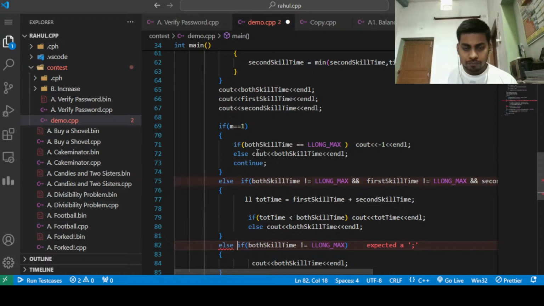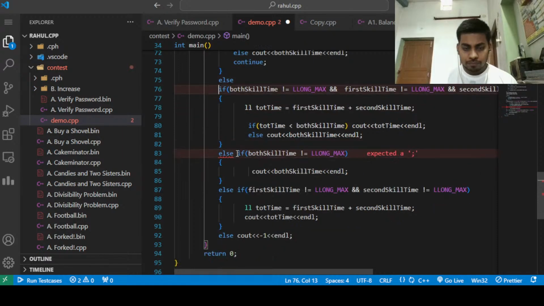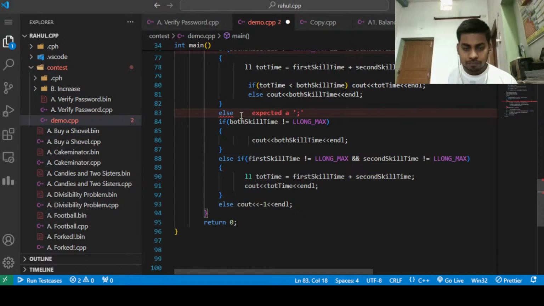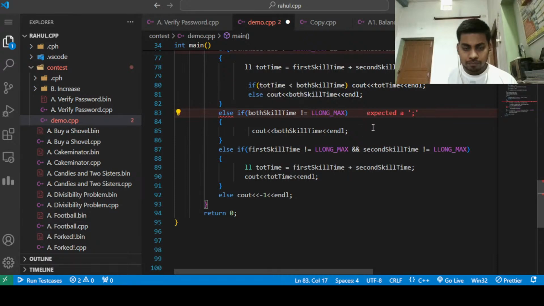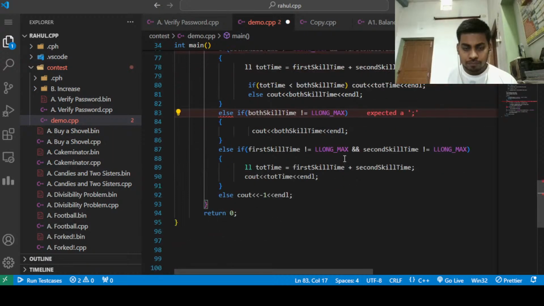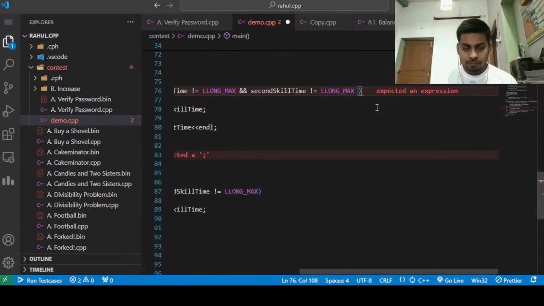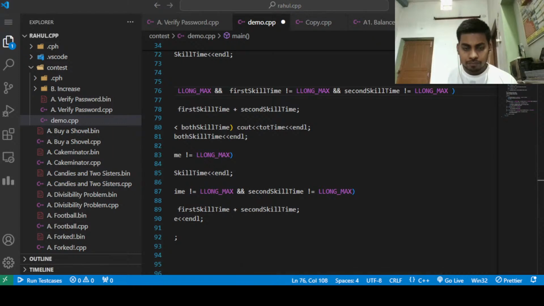Else if. Okay, if this is true, then we are checking for else, then if. Where is else? Okay. I'm stuck with this error. I thought the problem was this. Yeah, so one extra parenthesis is there, so we have to remove this. You can see here there is an extra parenthesis, so we remove it now.